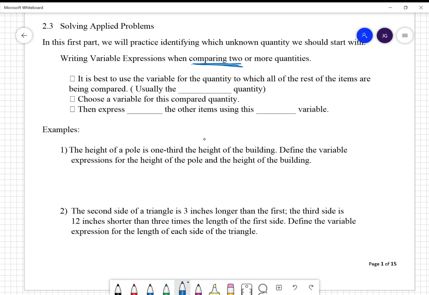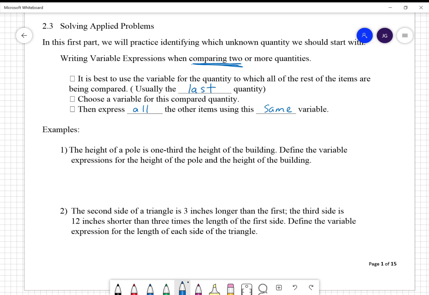It's best to use the variable for the quantity to which all the rest of the items are being compared. Usually it's the last quantity mentioned. Not always, but usually. We're going to choose a variable for this quantity. You can use X, you can use N, whatever you want. Usually I pick a letter that matches the problem. So if I'm talking about miles, I'll use M for miles. Then we're going to express all the other items using this same variable.